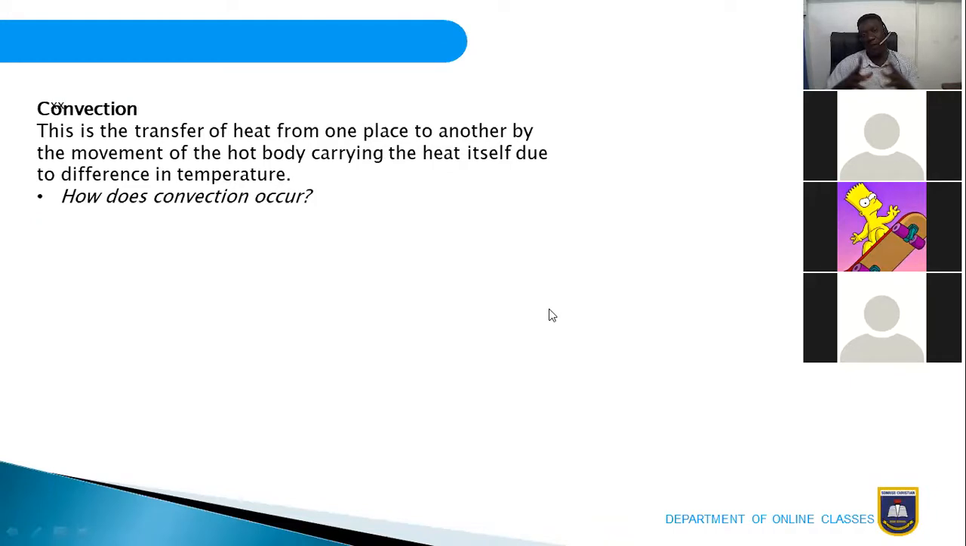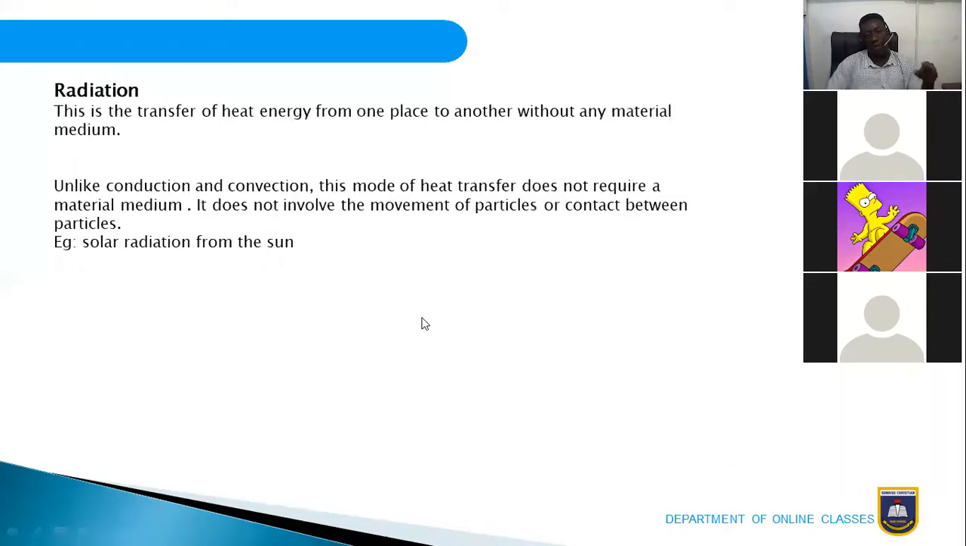And I mentioned that if temperature increases, the density decreases. So if the density decreases, it displaces the higher dense one. So the higher dense moves to the bottom, and the less dense moves to the top. The less dense moves to the top. Now, that's how convection occurs.